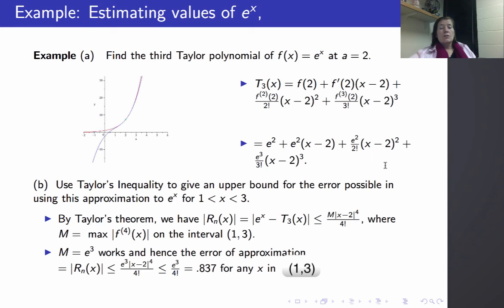So for any x in the interval from 1 to 3, the maximum error we might make when we approximate e to the x by this third degree Taylor polynomial is 0.837.